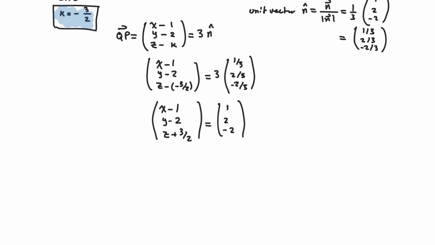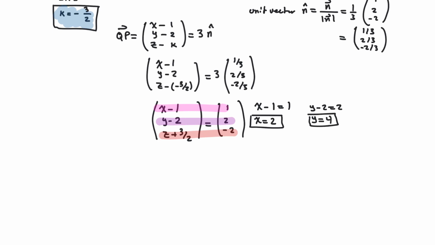Now we are going to use these equations to find the values for x, y, and z. For the first one, x minus 1 is equal to 1. That means x is equal to 1 plus 1, adding 1 to both sides. That will give me x is equal to 2. For the purple, we got y minus 2 is equal to 2. I'm going to add 2 to both sides, and I'm going to get y is equal to 4.